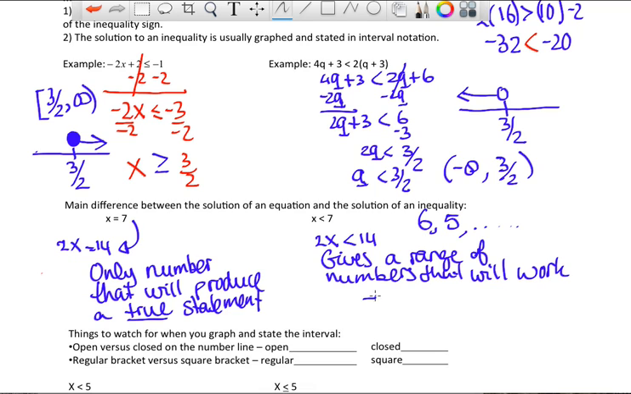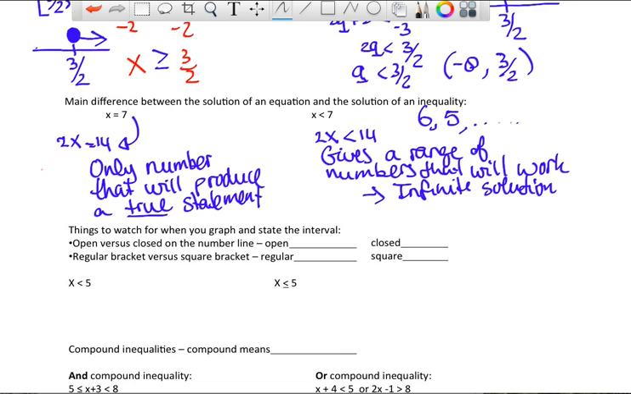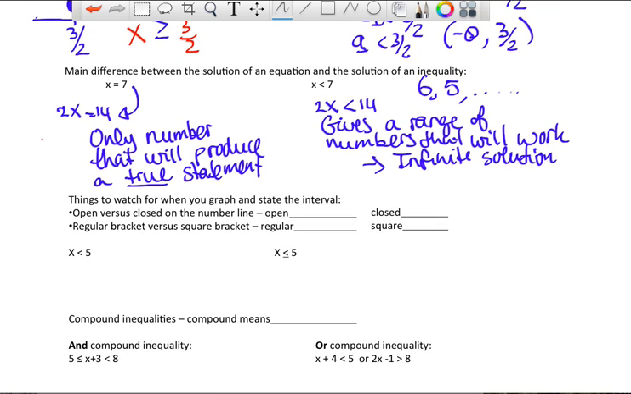So often, and this is not always the case, but if the inequality does solve, generally speaking, we have infinite solutions, because there are infinite numbers to the left of 7. Okay? In terms of graphing and stating the interval, so open versus closed on the number line.